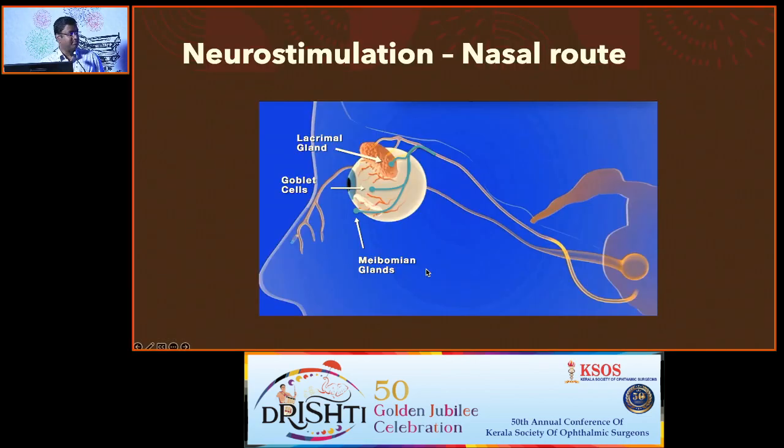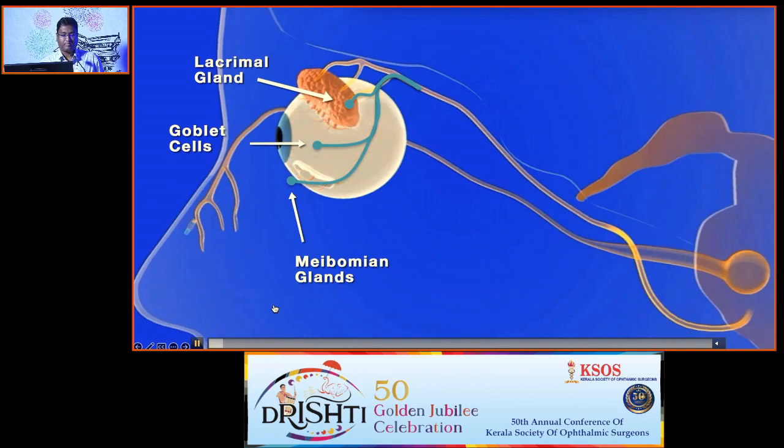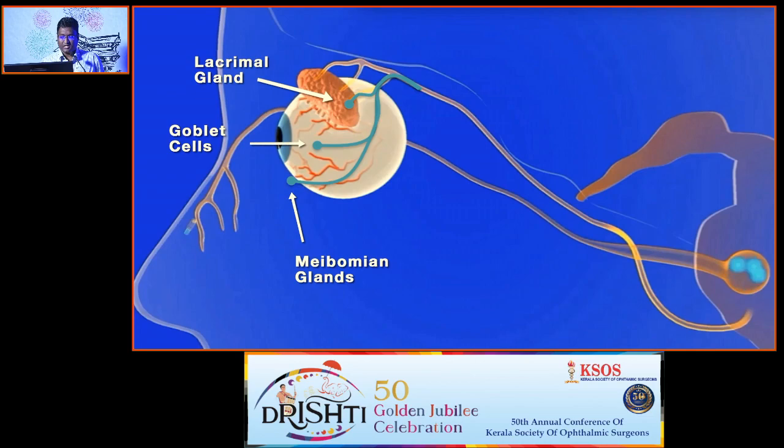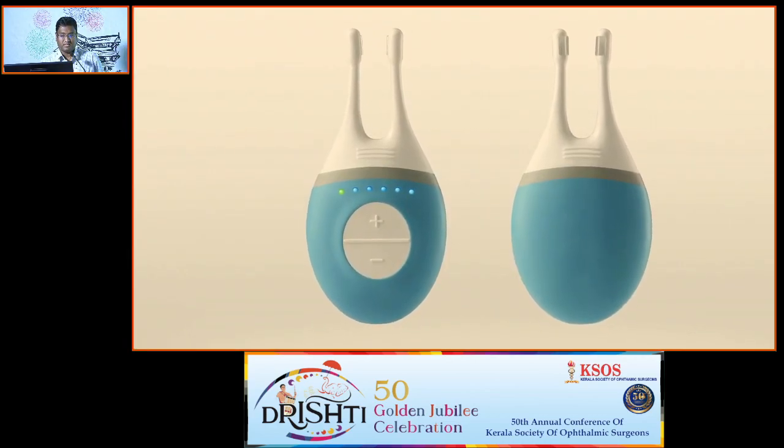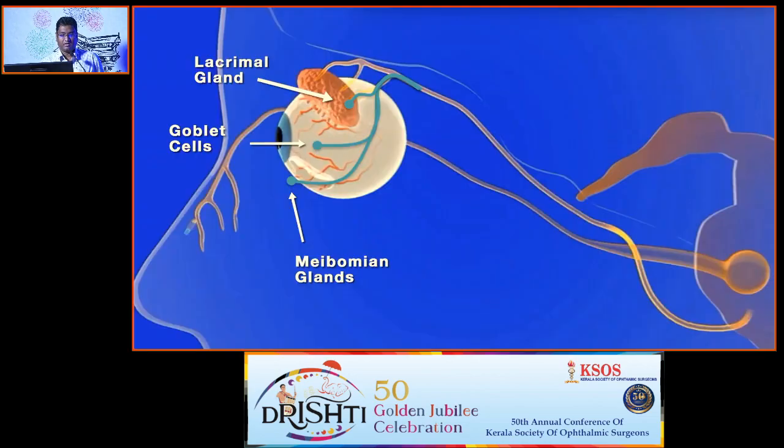And the last thing is the neurostimulation or nasal stimulation route. This is one more thing. New nasal stimulators have come that give rise to stimulation of the lacrimal gland because of the reflex stimulation, and tearing happens. These are the nasal stimulators still yet to be available in India.